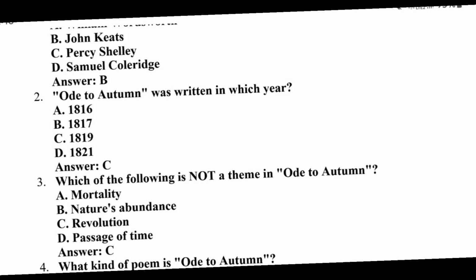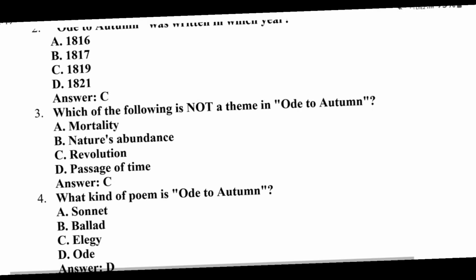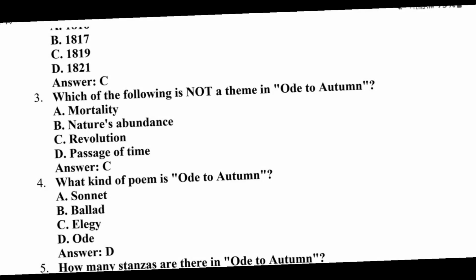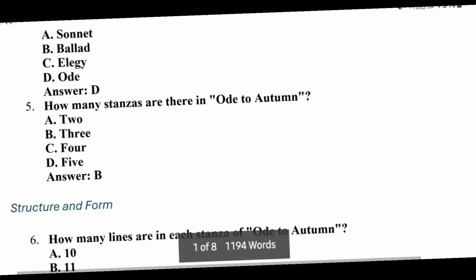Which of the following is not a theme of Ode to Autumn? The revolution is not the theme of this poem. What kind of poem is Ode to Autumn? It is an ode. How many stanzas are there in Ode to Autumn? It has 3 stanzas.